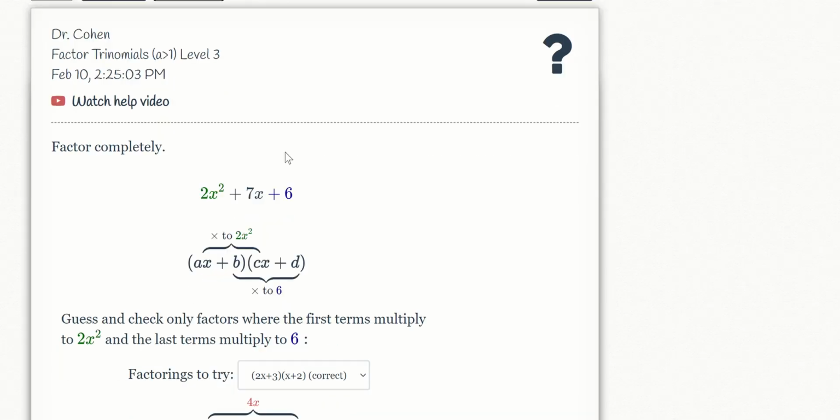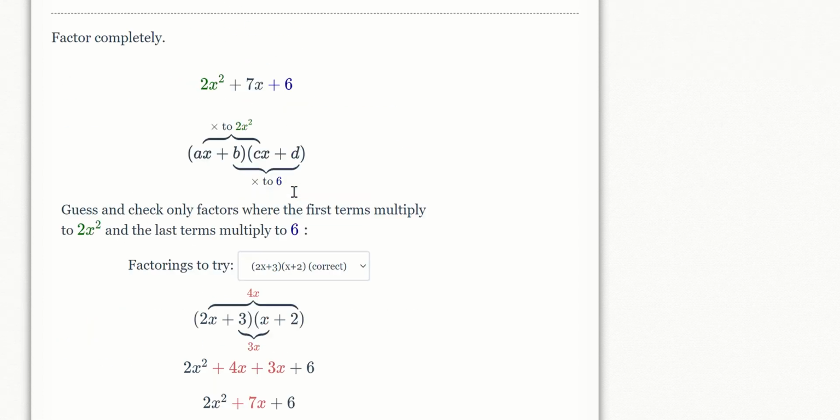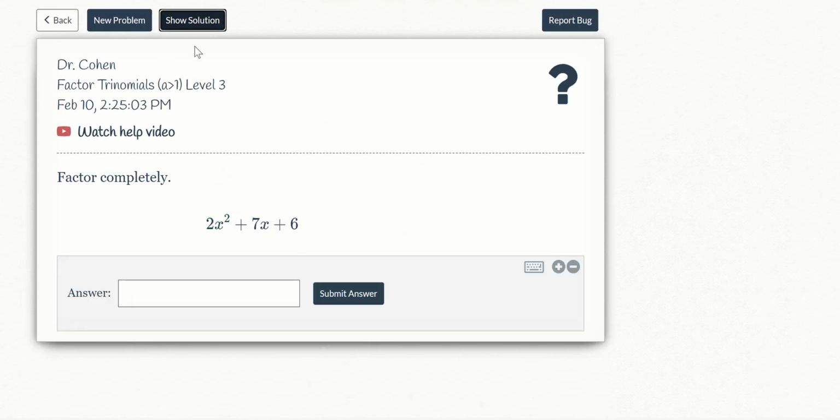I can show my solution over here. 2x plus 3 times the quantity x plus 2. All right, let's do the next one. Let's get something a little bit different. Okay, here we go. 4x squared minus 13x plus 9. So I'll just write that here. 4x squared minus 13x plus 9.